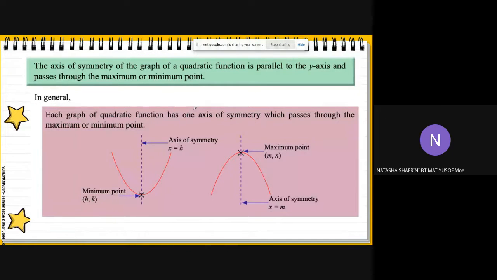Okay, the axis of symmetry of the graph of a quadratic function is parallel to y-axis and passes through the maximum or minimum point. In general, each graph of quadratic function has only one axis of symmetry which passes through the maximum or minimum point. Tadi itulah. Okay, kalau sini adalah HK, coordinate (h, k), x equal to h. Kalau sini our coordinates point adalah (m, n), so our axis of symmetry akan follow kita punya x coordinate. Okay, boleh faham? Okay, faham?